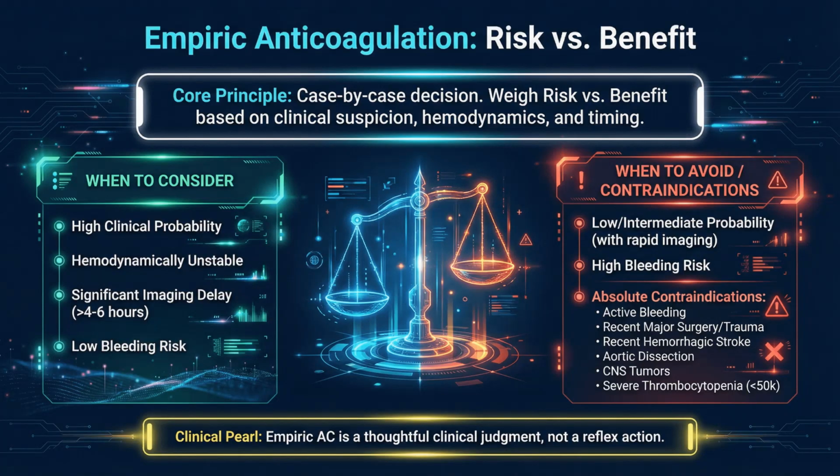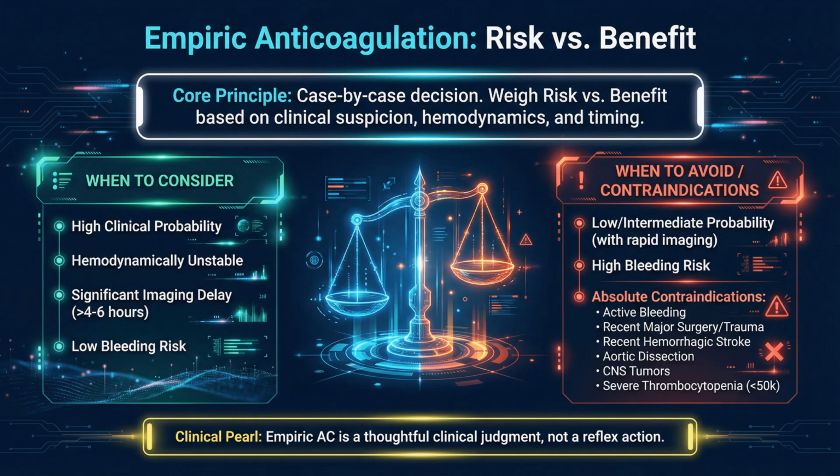When managing suspected acute pulmonary embolism, the decision to start empiric anticoagulation before confirming the diagnosis is nuanced and must be individualized. The core principle here is to carefully balance the risks and benefits, considering the patient's clinical picture, hemodynamic status, and how long it might take to obtain definitive imaging.